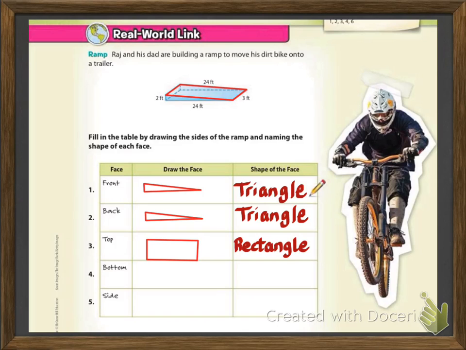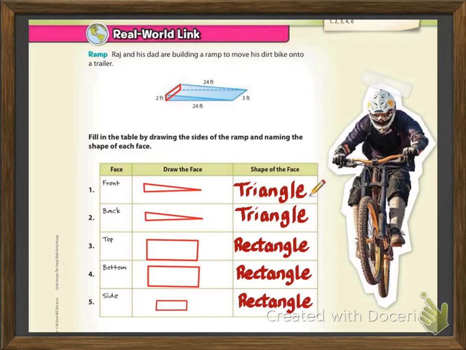So if the top is a rectangle, then the bottom, that too has to be in the shape of a rectangle as well. And then we've got one more piece, which is that side little itty bitty piece. So it's like over in the corner there that you can see that I've got outlined in red. That too is in the shape of a rectangle as well.